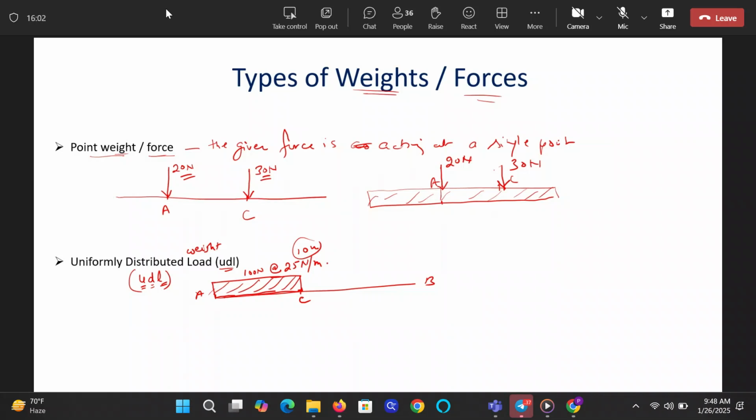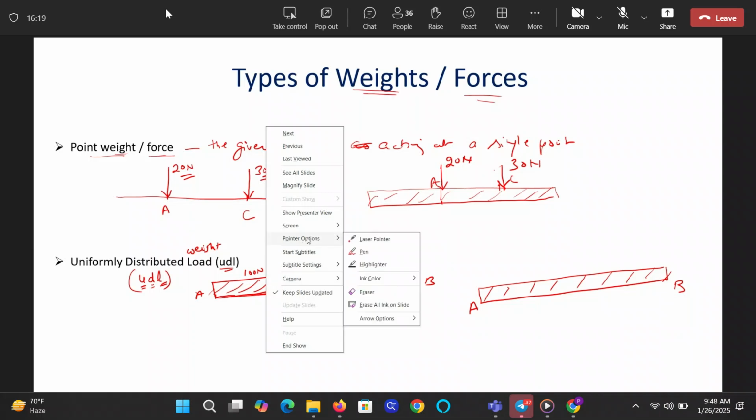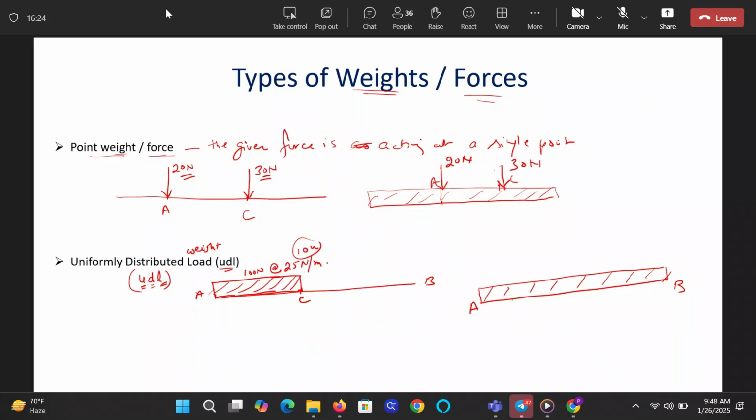Clear, class? Yes. Suppose I have a beam of uniform cross section, again 10 meters in length, beam AB, and I want to load the left 4 meters with 100 newtons, as in the light beam scenario. Then I will load it with a UDL from A to 4 meters of length, and the UDL will be placed like this.